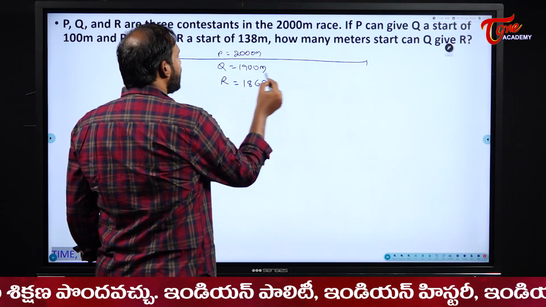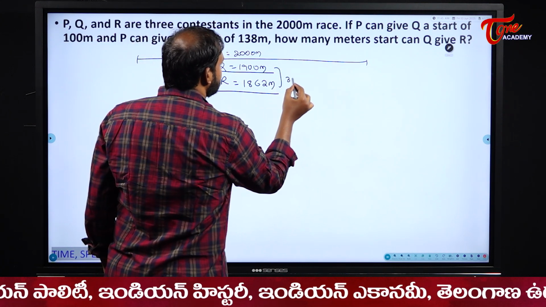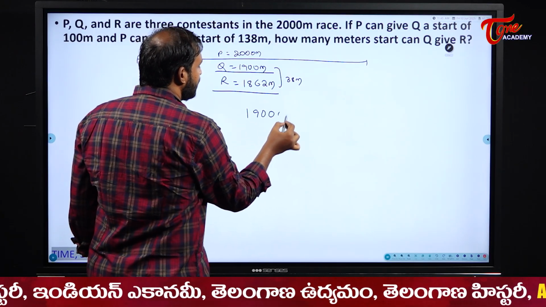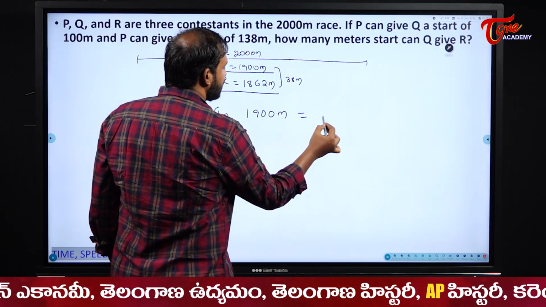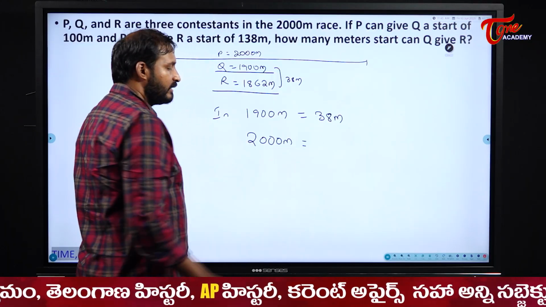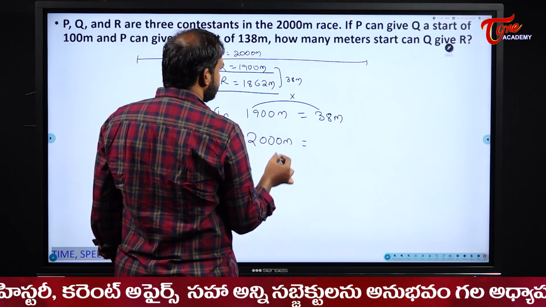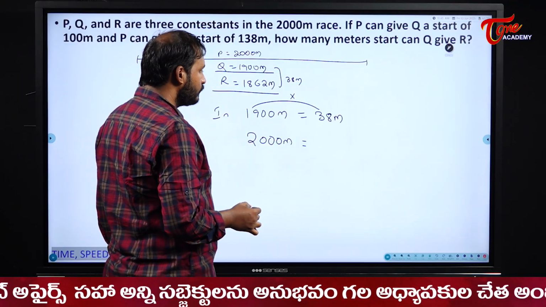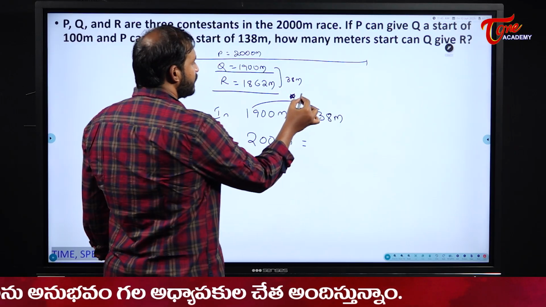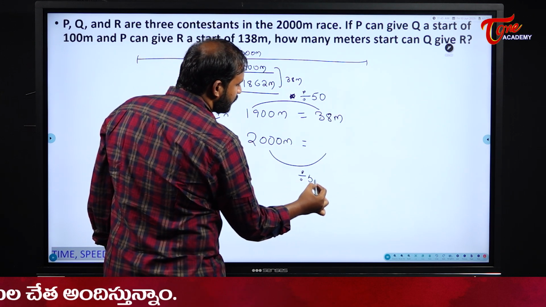See, if Q runs for 1900 meters, Q gives him a start of 38 meters, right? Q gives him a start of 38 meters. That means if the race is a 1900 meter race, Q gives R a start of 38 meters. But if the race is for 2000 meters, how much start will it give? Please observe here carefully, students. 2000 by 100 means it will become what actually? Divided by 50. So here also similarly divide it with 50. What you will get? 40 meters.